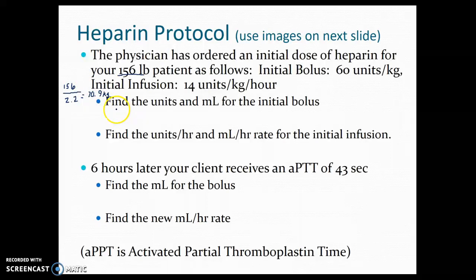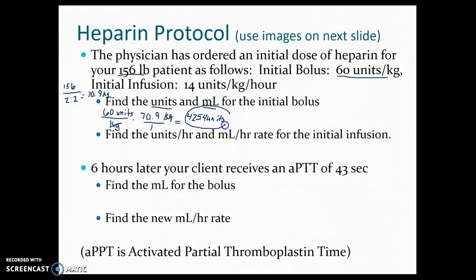First question that I'm asked is to find the units and to find the mLs for that initial bolus. So up here in the problem, I see initial bolus of 60 units per kilogram. And so I'll start my dimensional analysis. 60 units per kilogram. I want to cancel the label of kilograms, and so I'll multiply by the weight of 70.9 kilograms, and this will allow me to cancel that label and have an answer in just units. So I go to my calculator and I do that multiplication, and I come up with 4,254 units. And that is one of the answers that I was looking for.